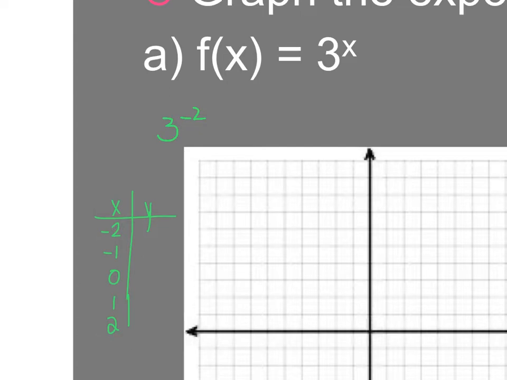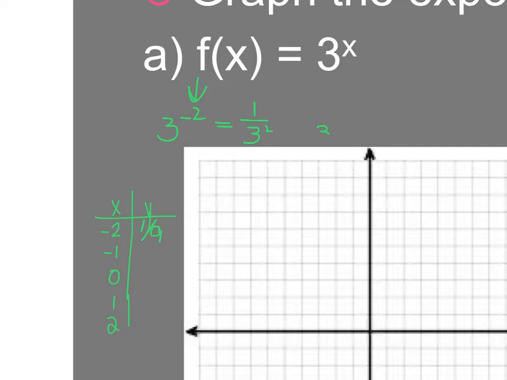Put it in a fraction. This is really 1 over 3 to the second. Well, what is 1 over 3 to the second? What's 3 squared, guys? Okay, how do I know what? Why did you put it in the fraction? Because it's a negative exponent. In order to make it positive, you have to put it under. So what's 3 squared? 9. So I have a point at -2, 1/9.